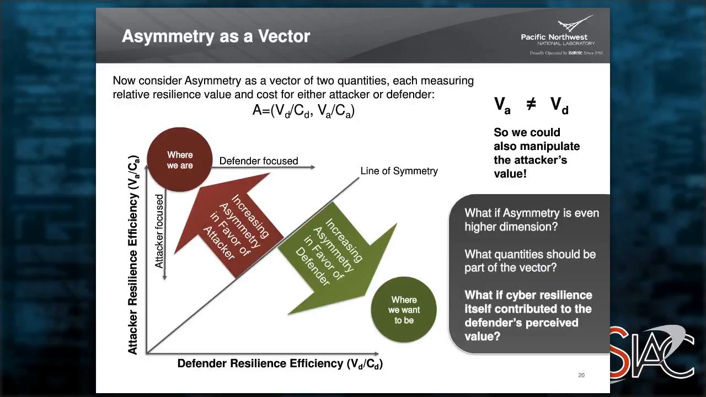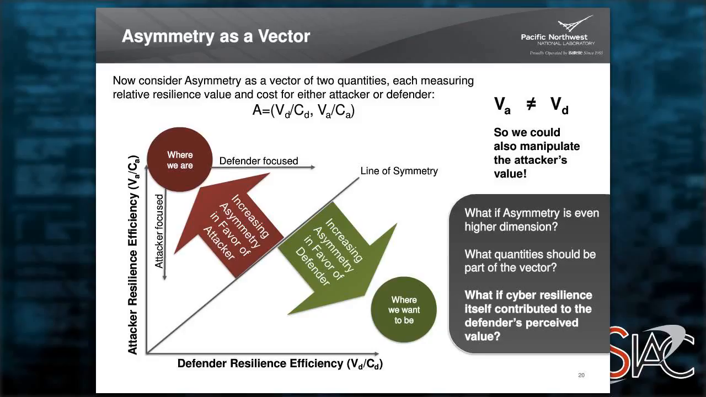And so let's think in a little higher dimension. This is a little bit busy, but I'll walk you through it. What if instead of just a simple ratio, we think of asymmetry as a vector quantity? It's got two different things in it. On the y-axis here, we have the attacker's efficiency: the value of what they're doing versus the cost of what they're doing. And on the x-axis, we have the defender's efficiency: the value to the defender versus the cost to the defender. And where we are today is where the red circle is. The attacker has a lot of value for low cost, and we're flip-flopped. And that's not where we want to be. The line of symmetry is the x equals y line here.